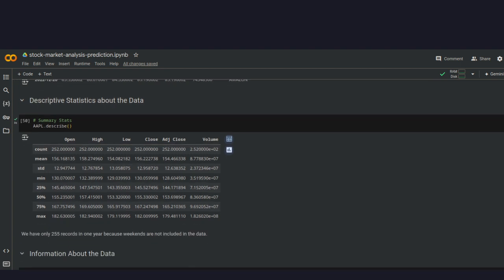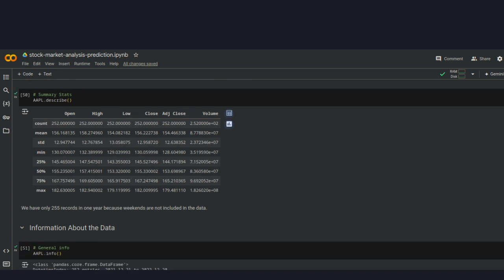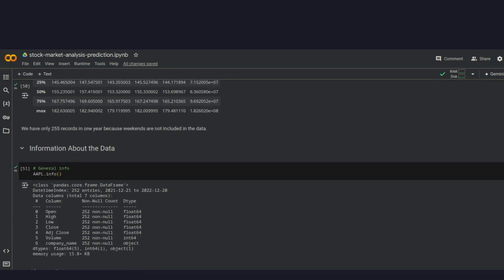And the descriptive statistics about the data. The describe method includes those that summarize the central tendency, dispersion, and shape of the dataset's distribution, excluding NaN values. The information about the data: the info method brings information about the DataFrame, including the index, dtype, and columns, non-null values, and memory usage.